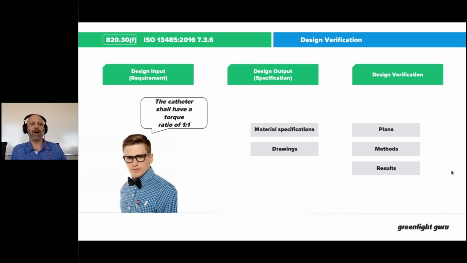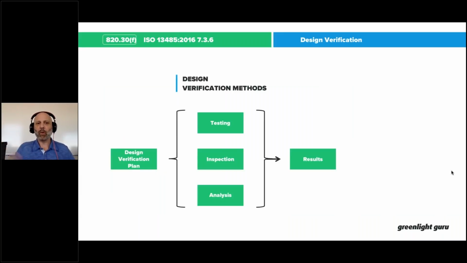I've got my design input requirement: catheter shall have a torque ratio of 1:1. My design outputs, the specifications, I might have some particular material specifications, I might have a drawing, I might have a catheter assembly, whatever the case may be. I've defined certain ingredients of that recipe, if you will. And then there are certain activities from a verification standpoint that will prove and demonstrate that my specifications meet those requirements.